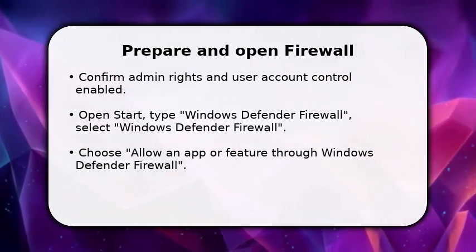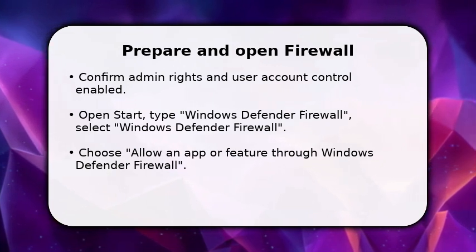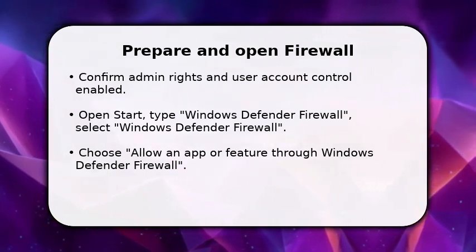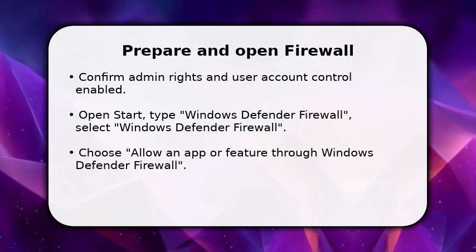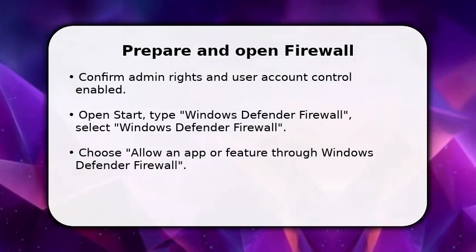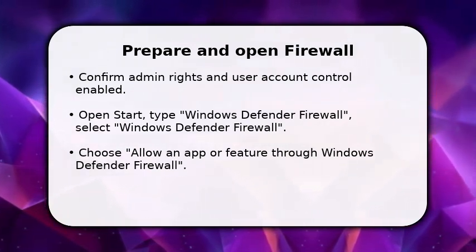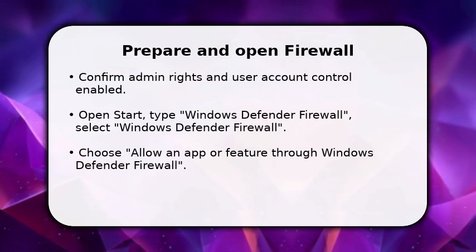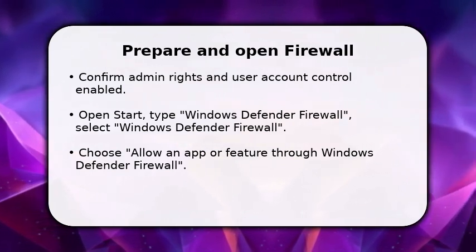From the left column, click Allow an app or feature through Windows Defender Firewall. This takes you straight to the exceptions list. While the window loads, click Change Settings so you can edit entries. Make sure you understand whether you need a public or private exception before proceeding.